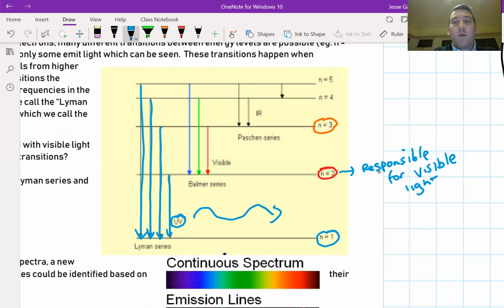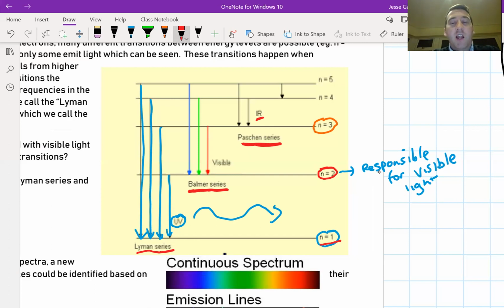Only the ones that drop to n equal to 2. So there's a name given to this. We call this the Balmer series. So the Balmer series of transitions are ones that fall to n equal to 2, and these are the ones that we are able to see. Paschen series, these are series of transitions where the electrons fall to n equal to 3, and these are in the infrared region of light. We can't see infrared. And you see the Lyman series is the electrons that transition to n equal to 1, and the light is always UV.